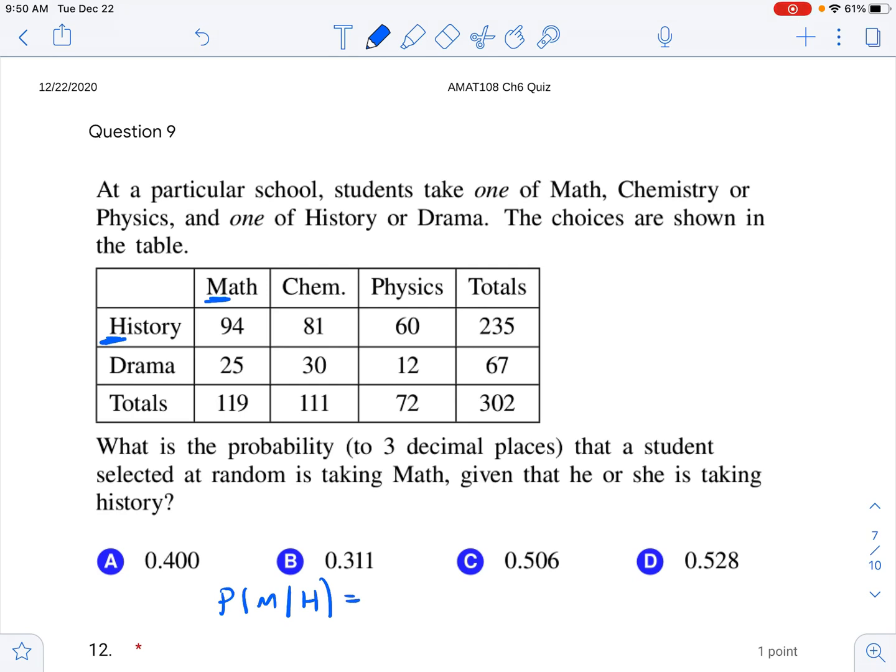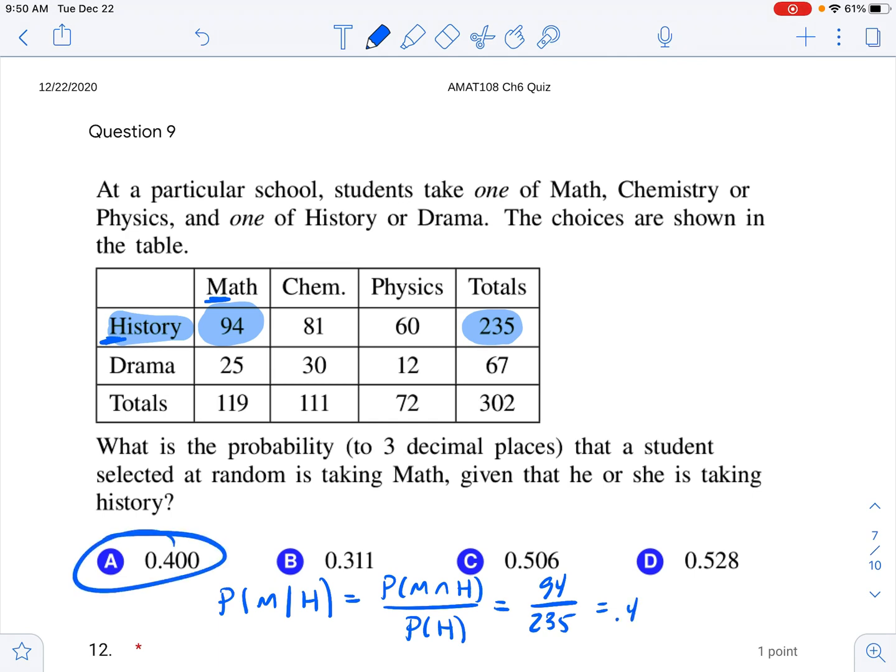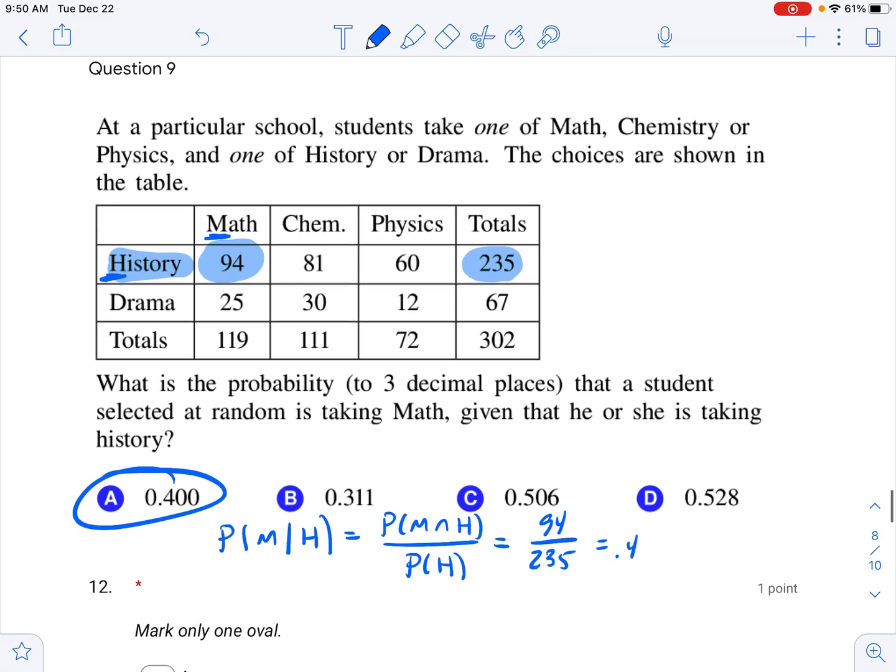But instead of being given to you notationally, this time it was given to you in words, and you had to put it together. So probability of M given H is going to, again, be the probability of M and H, this time divided by the probability of H. How many students both take math and history? There's 94, divided by the total number of students who take history, 235. Punching that into your calculator, you get back 0.4 on the nose.